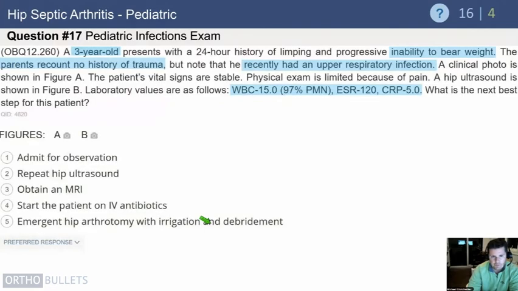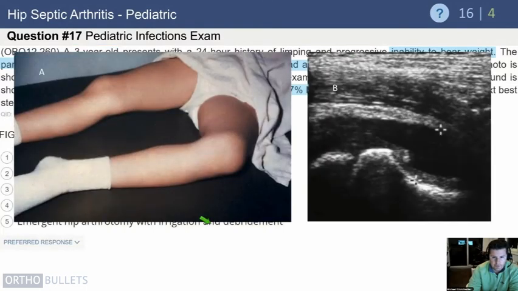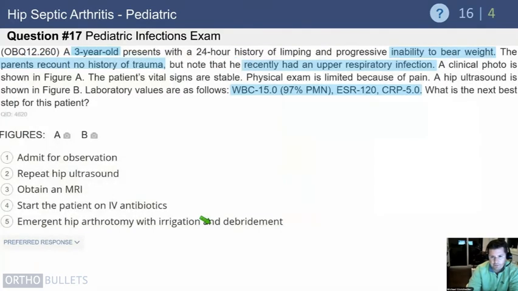So this is a 3-year-old who has a 24-hour history of limping. Again, inability to bear weight is a key part of the stem here. There's no history of trauma. Had a recent upper respiratory infection. They have a clinical photo, which we'll show here, which shows the externally rotated hip, and they also have an ultrasound there that shows some fluid in the joint.